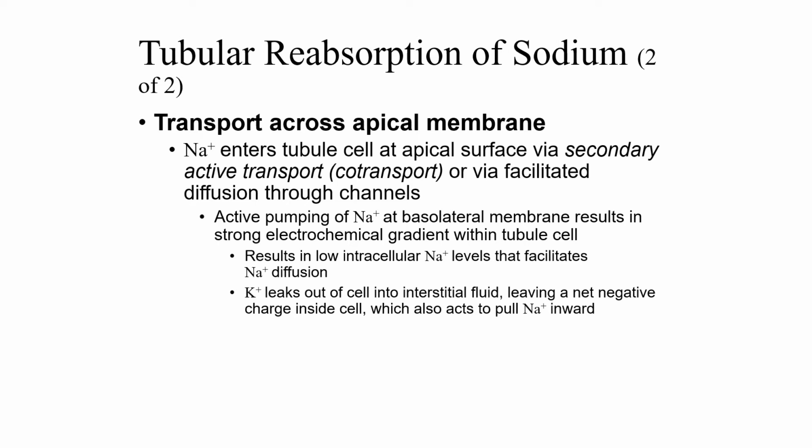So if sodium enters the tubule cell, it's going to be co-transported or by facilitated diffusion through the sodium pumps or sodium channels. Active pumping of sodium results in an electrochemical gradient, and so this means that the low intracellular, that means within cellular, sodium levels facilitate sodium diffusion. In other words, it's going to go from an area of high concentration to an area of low concentration. And that potassium is going to leak out into the interstitial fluid. Okay, and so here we have active co-transport or facilitated diffusion through channels. And all that means is sodium is moving.